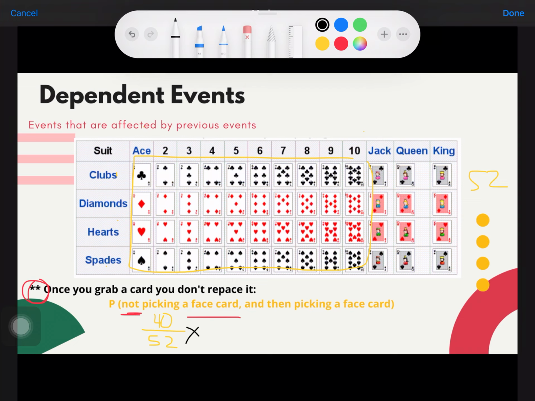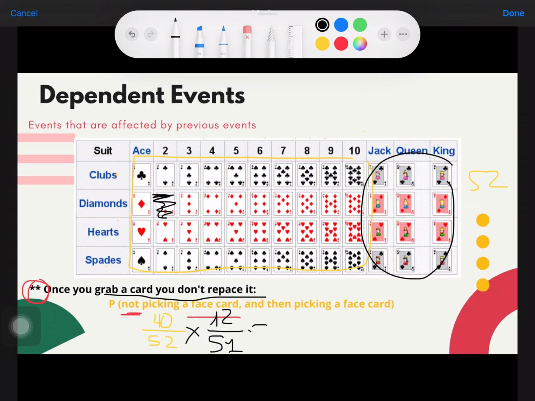Now, imagine that you already grabbed a card that is not a face card. So now, imagine that card was this one, okay? What are your chances of picking now a face card? I have 12 face cards, so it's 12 out of 51. If you said 52, you need to rethink that. It's 51. Why 51? Because you already grabbed a card that is not a face card, and it says that you grab it and you don't replace it. You don't put it back. You already grabbed this one.